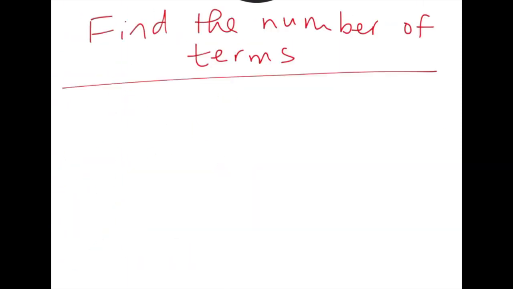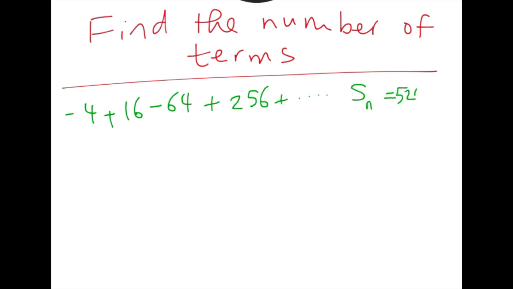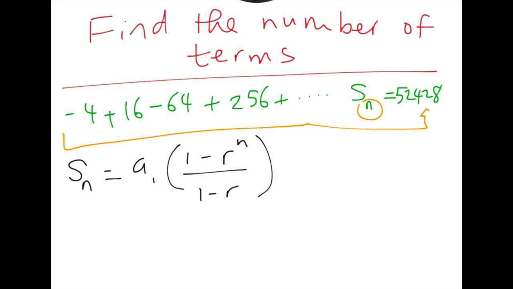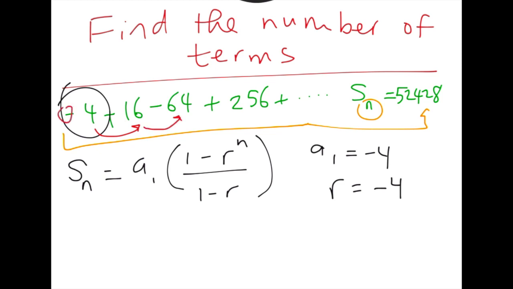Next question, find the number of terms. The sum of this series is going to be 52,428. So how many terms of this sequence are going to give me this answer? So once again, I start by writing the formula. Let's see what we have. We know a1 is -4, that's the first term, and we know r is -4 also, because to go from -4 to +16, I am multiplying by -4. Every time you see the sign changing from negative to positive to negative to positive, and so forth, the common ratio is negative.